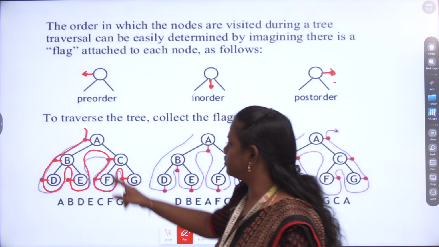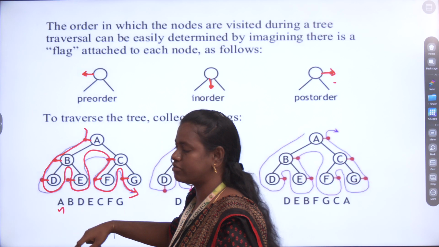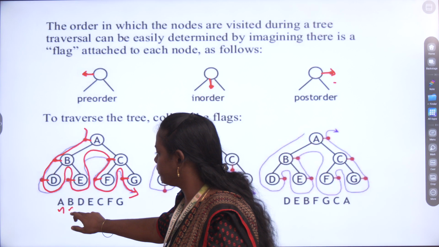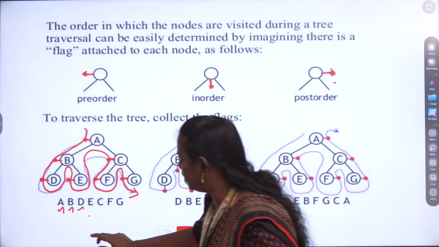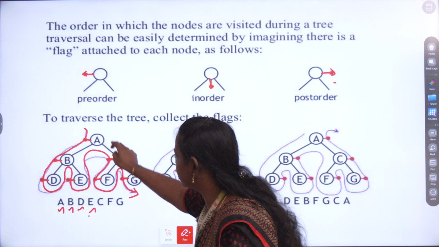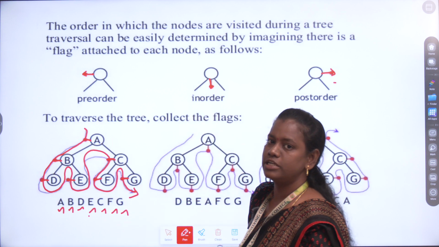Okay, now this is the order. The first flag the line touches is A. So first node A is visited. And the next is B. Next flag touched is D. So A, B, D. And then E. Next C, F, G. Likewise you need to check your answer.